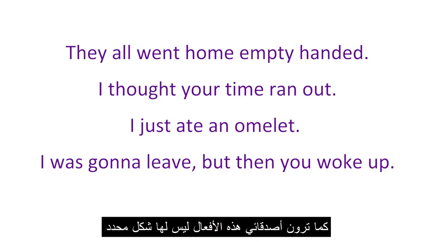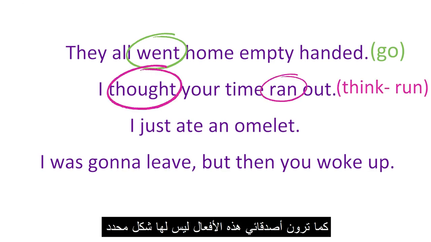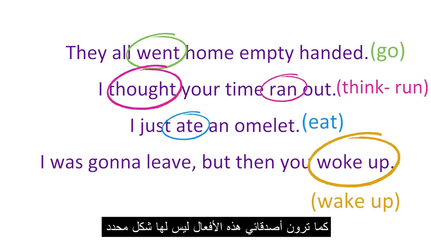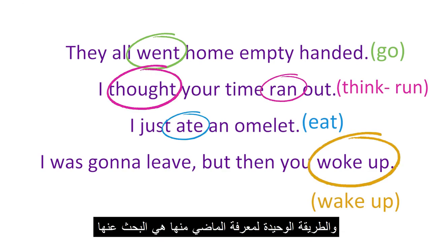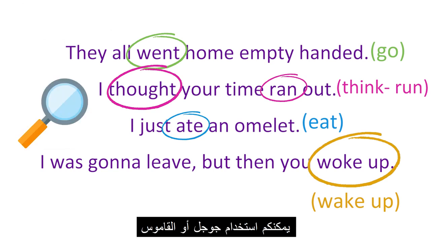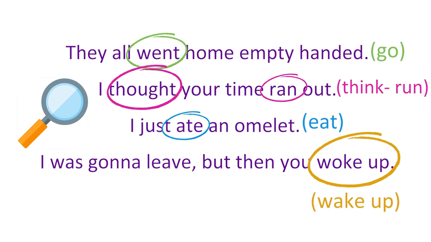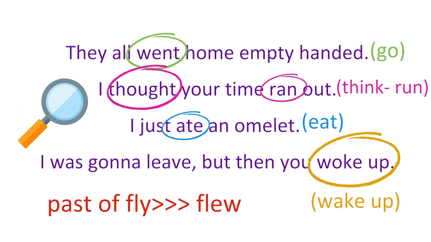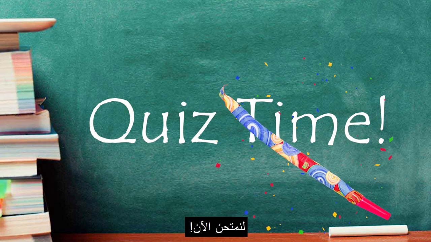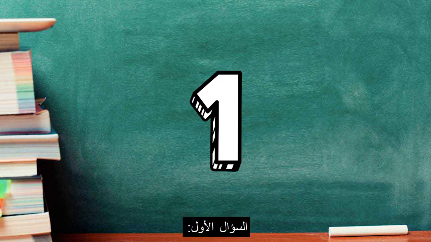So as you can see, those irregular past tense verbs have no specific form, and the only way to know the past tense of these verbs is actually to look them up. Go to Google or your dictionary and type, for example, past tense of fly, and you'll find it right away. Quiz time! Question number 1.